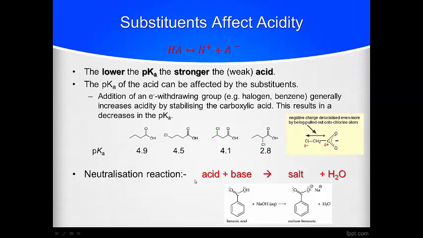So just a refresher on your neutralization reaction. So whenever you have an acid and a base and you mix them together, they neutralize, so going to a pH around about 7, and you'll form a salt and water. So benzoic acid, our carboxylic acid, is mixed with sodium hydroxide, and we make sodium benzoate and water.